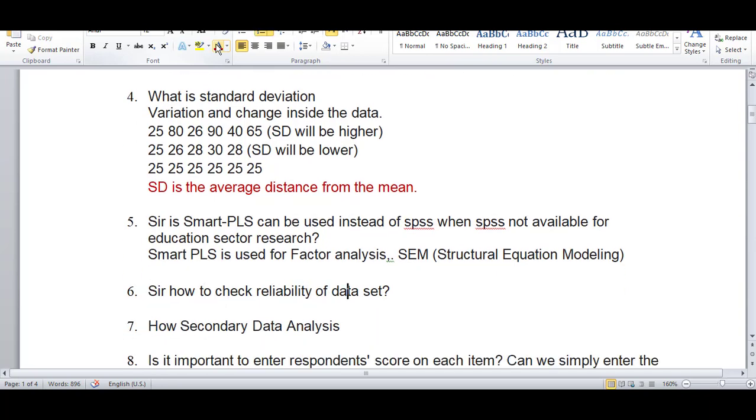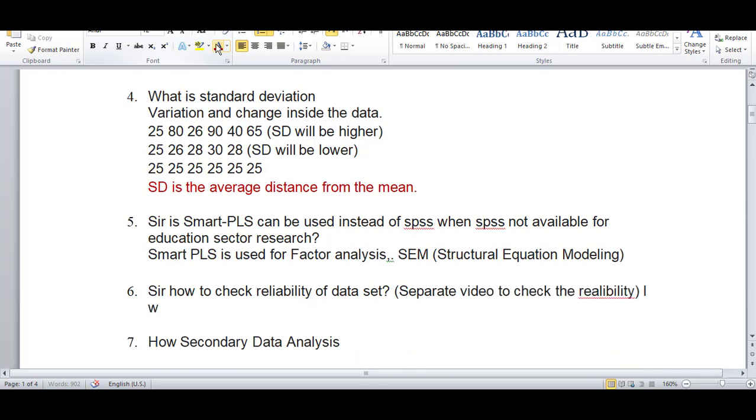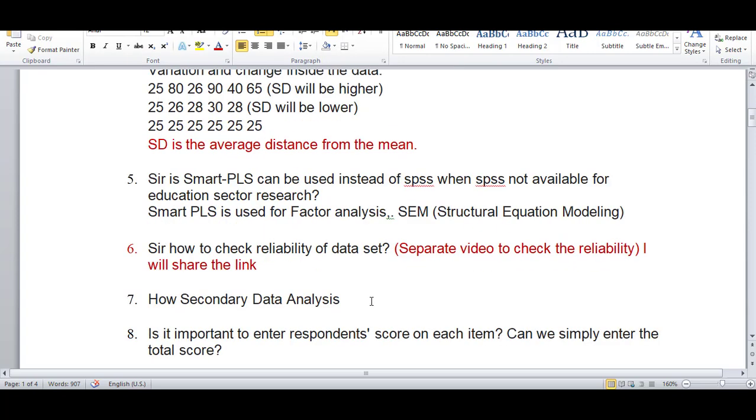Number 6, how to check reliability of data. Reliability of data is not part of this content, but hopefully in today's session I will cover it. I also made a separate video to check the reliability, and I will share the link. It is just a short 5 to 7 minute video, where you can get the idea of how you can check the reliability and how you interpret the reliability.